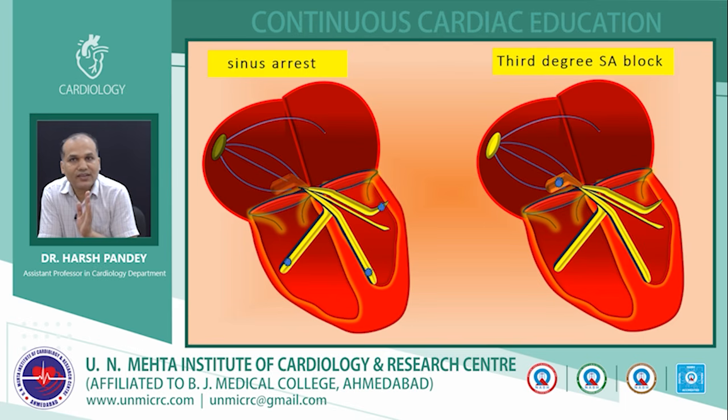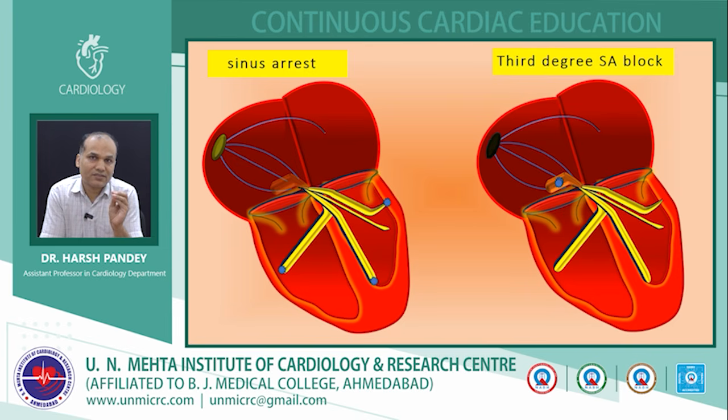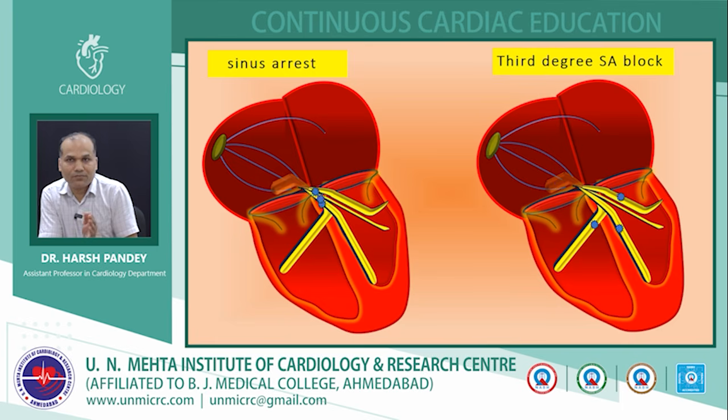In case of third degree nodal exit block, the sinus node will fire and form the impulse, but the impulse is not going to transmit from the sinus node to the surrounding atrium. And again, because of that, the junctional rhythm will take over the pacemaker function of the heart.